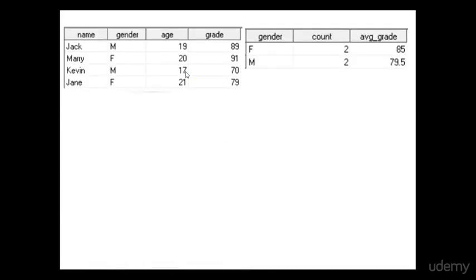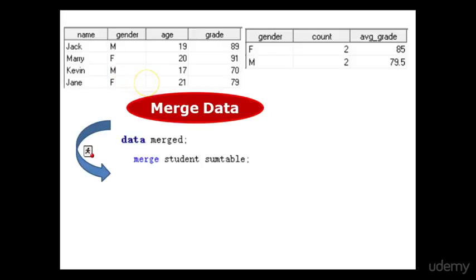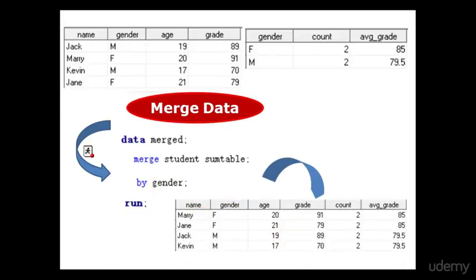And now for our next example involving two SAS tables. Assuming we have two SAS tables, one with 4 records and one with 2 records, we want to merge the tables according to gender. But how do we do this? First, the data is merged, the final resulting table. We merge the SAS table named student with a second table named sum table. We merge by gender, and then run. The final result is the table shown below.